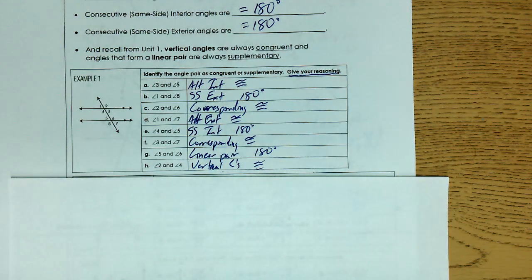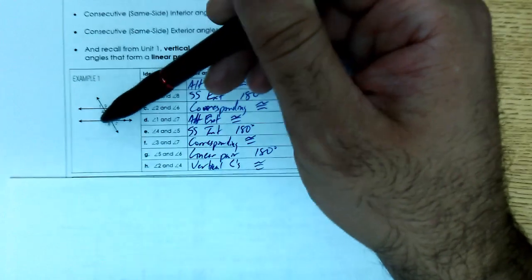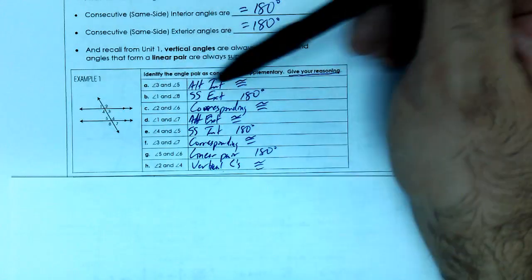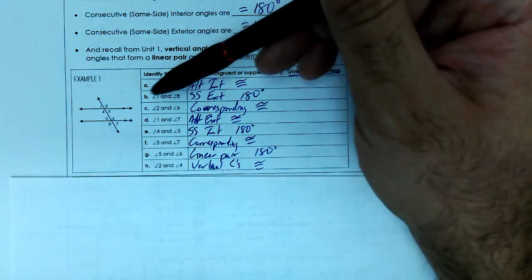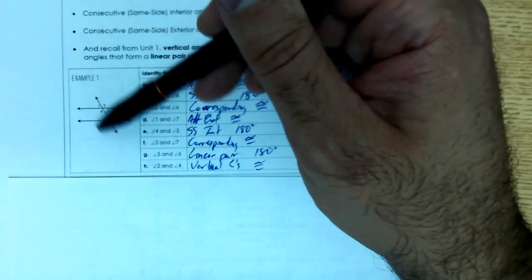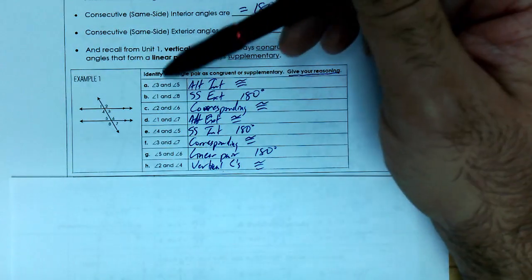And this is the start of proofs for these. Okay, so we have 3 and 5. They are both inside on opposite sides of that line. That means they're congruent. 1 and 8. They are both outside on the same side. That means it's equal to 180.